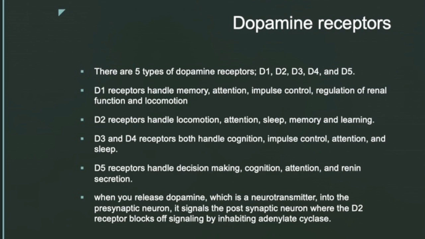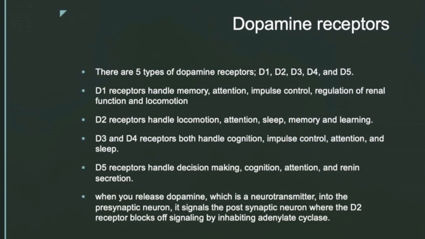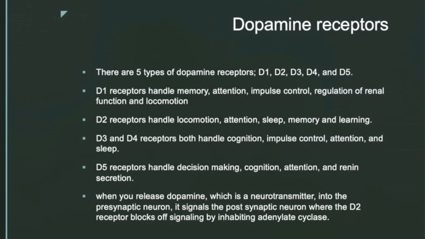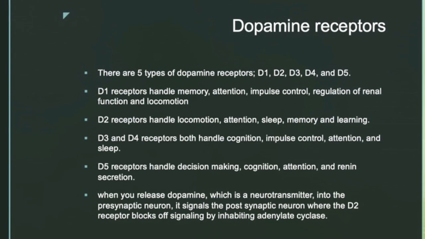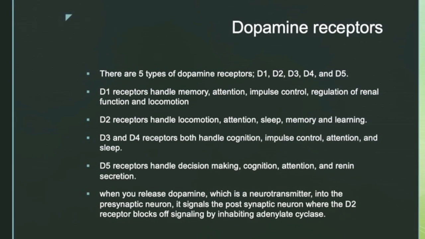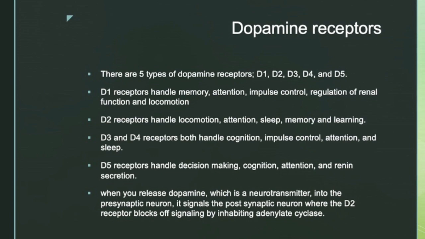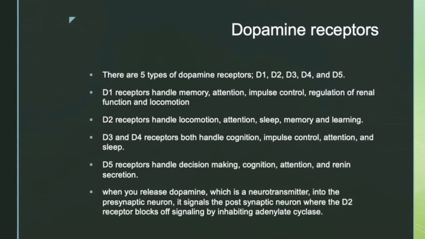The next slide I'll talk about are the dopamine receptors. There are 5 types of dopamine receptors. They have D1, D2, D3, D4, and D5. D1 receptors handle memory, attention, impulse control, regulation of renal function, and locomotion. D2 receptors handle locomotion, attention, sleep, memory, and learning.